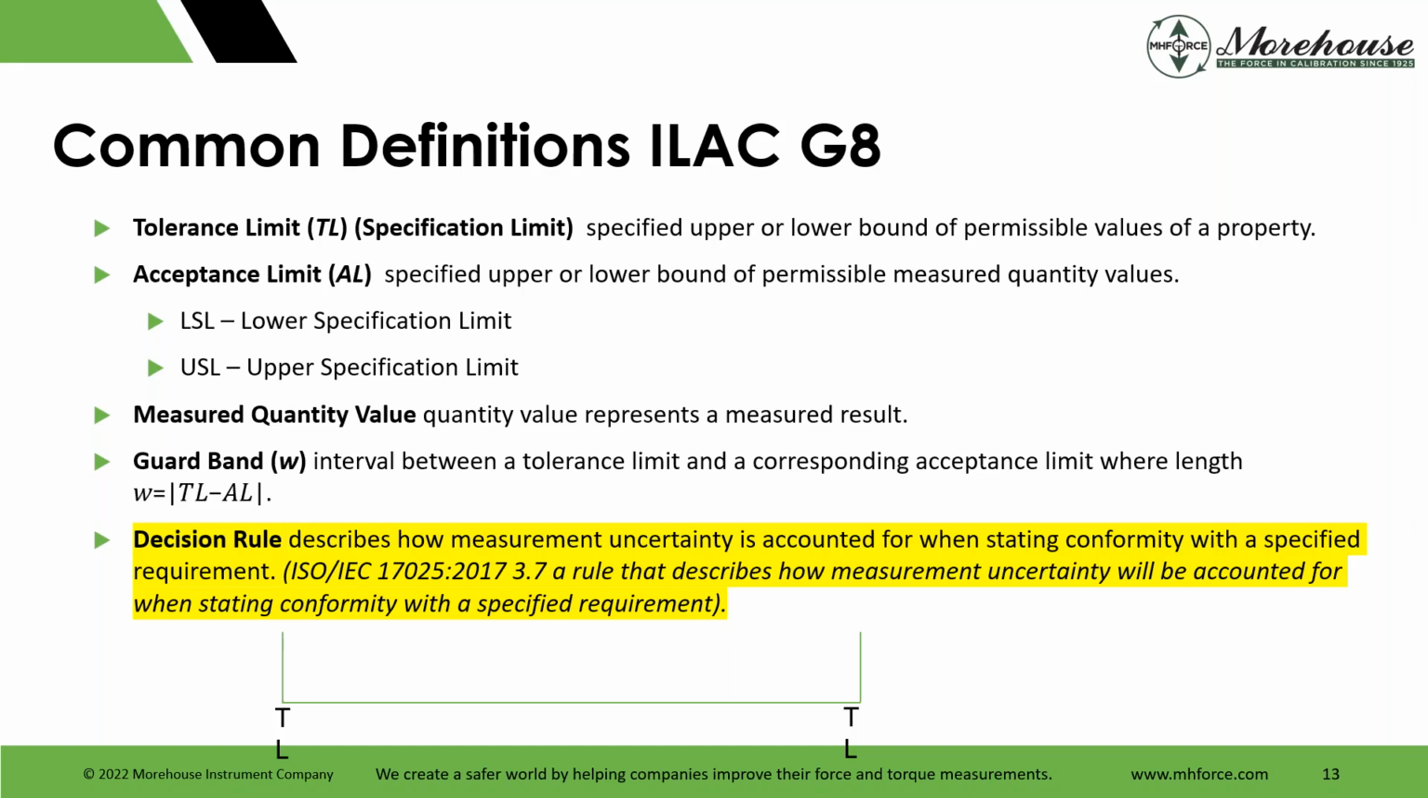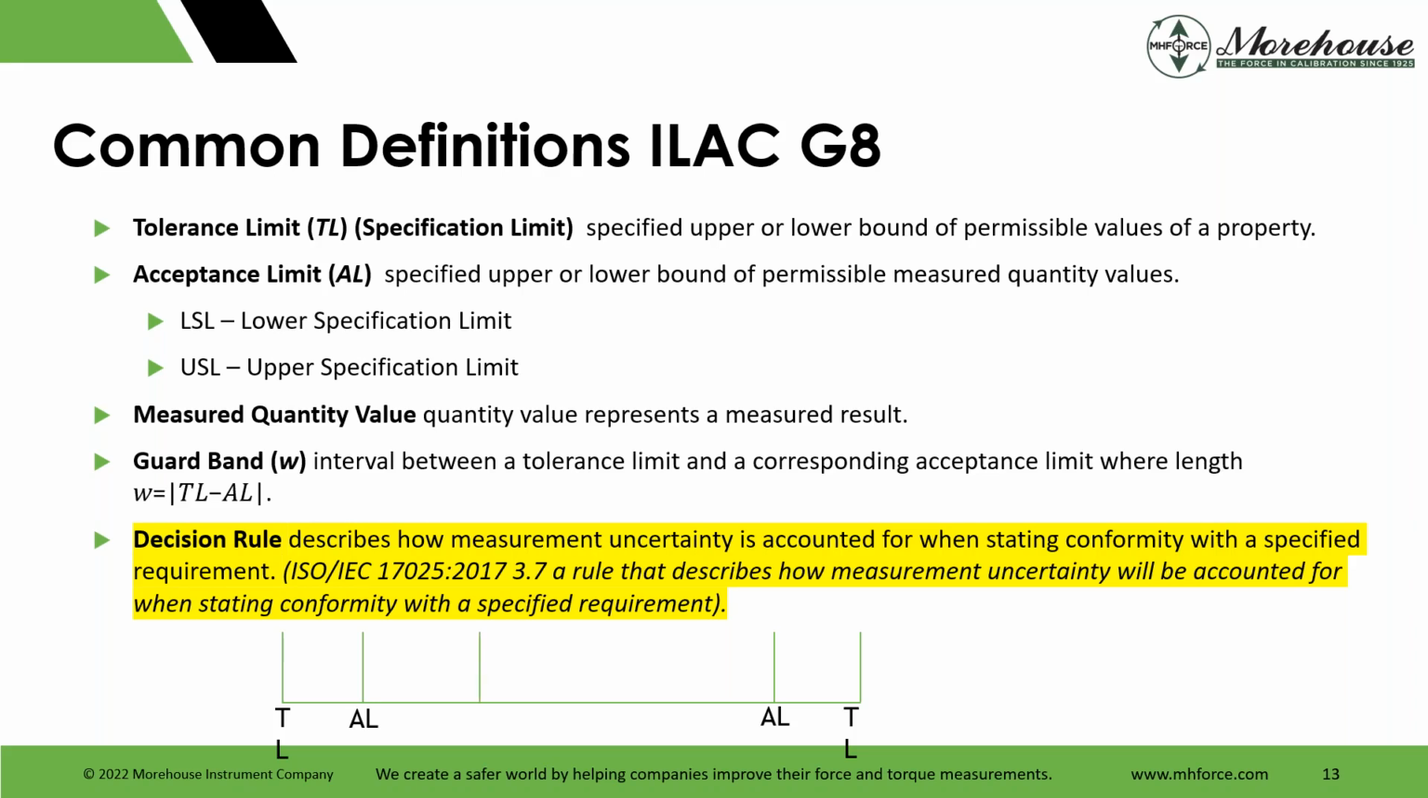We have an acceptance limit, specified upper or lower bound of permissible measured quantity values. So typically, we're going to apply some guard band, some percentage of measurement uncertainty. We can use global risk, specific risk, not there yet, but we're going to do something as far as our acceptance limits go. Unless we have a guard band equal to 0, then it'd be the same as the tolerance. But we'll talk about that.